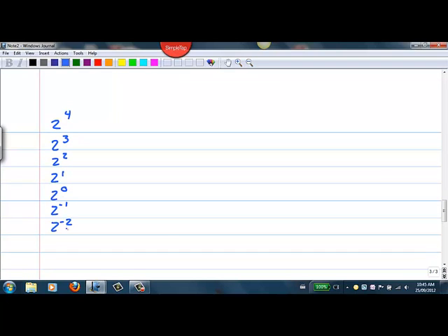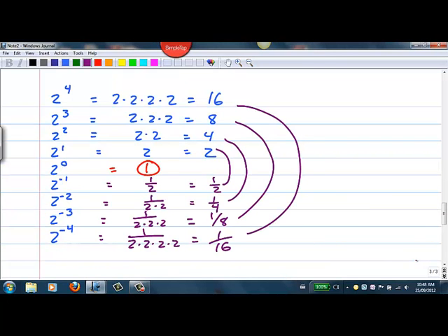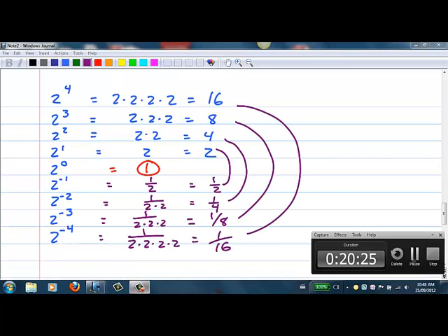So now let's look at that same pattern with some different numbers. 2 to the 4 all the way down to 2 to the negative 4. And if you take a look at the pattern that's generated there, that will have covered everything that we did.